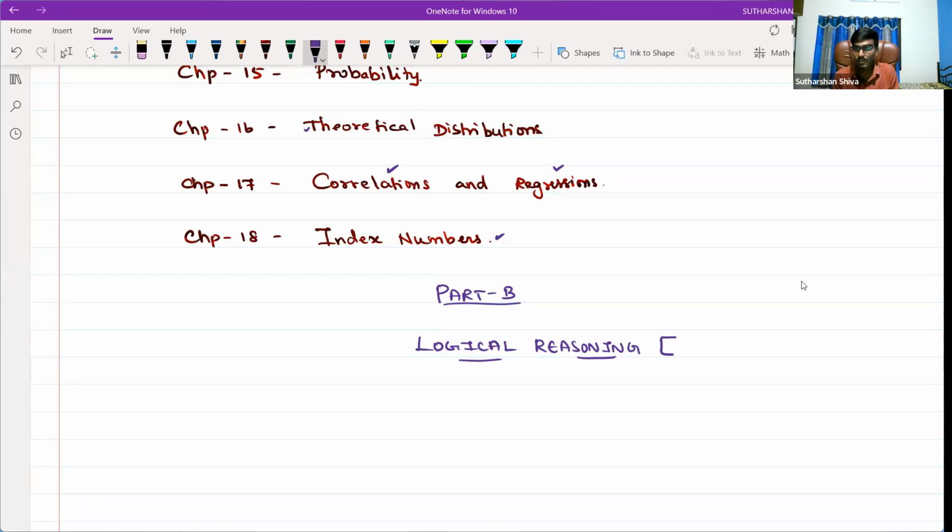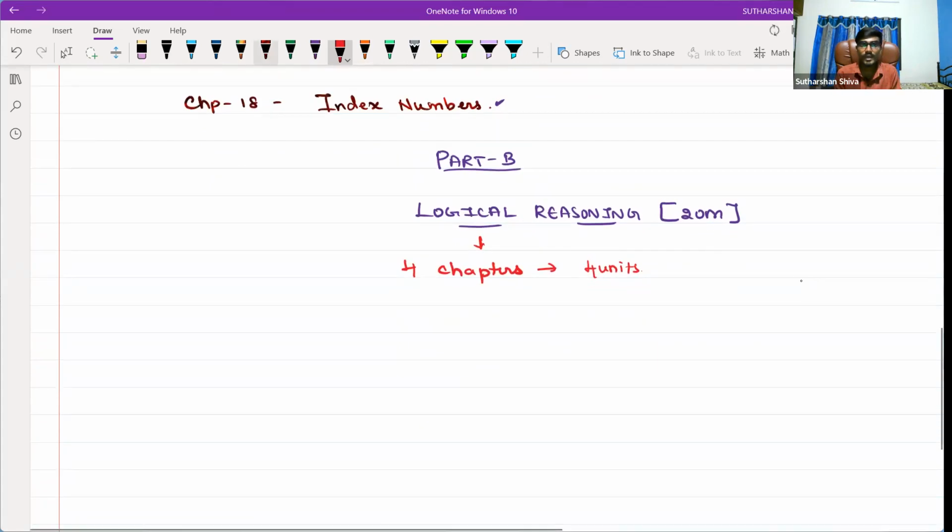Logical reasoning, you are having it for 20 marks, with a total of 4 chapters. How many chapters are you having? 4 chapters we are having. Again, I will consider these 4 chapters as 4 units only. There is no bifurcation. As per me, under the logical reasoning part, it is the first chapter. But as per the institute study material, it is chapter number 9.